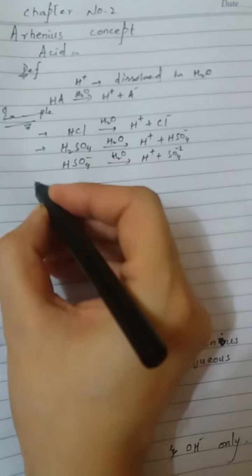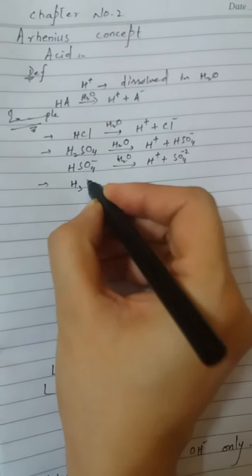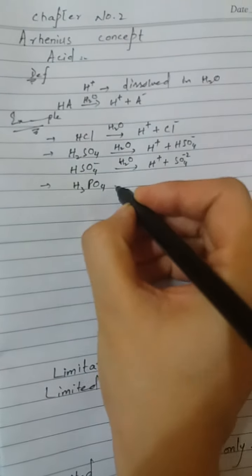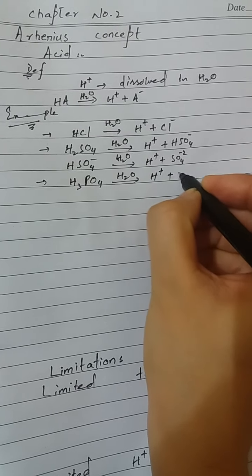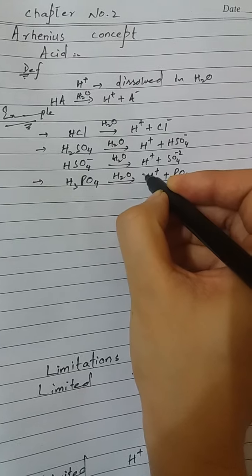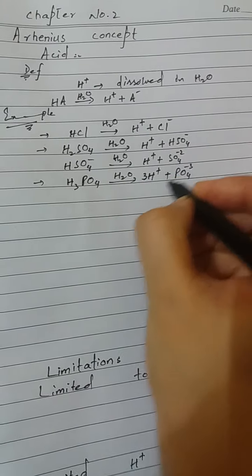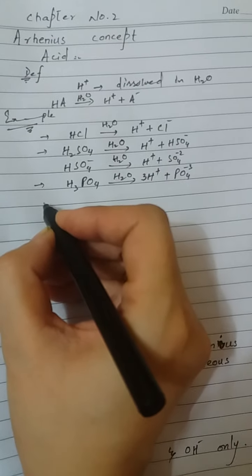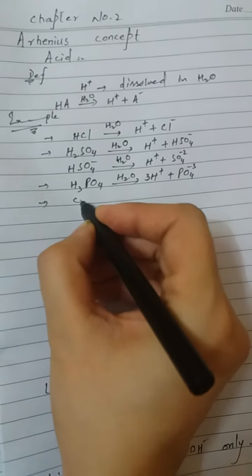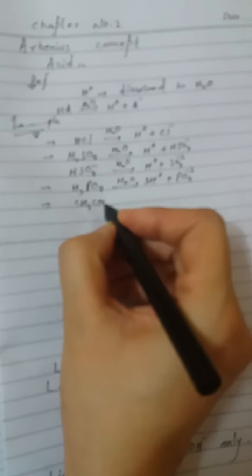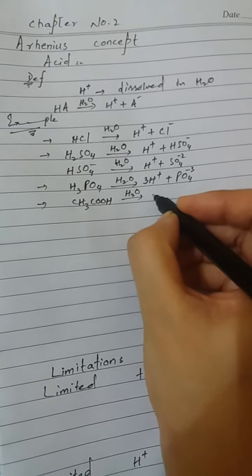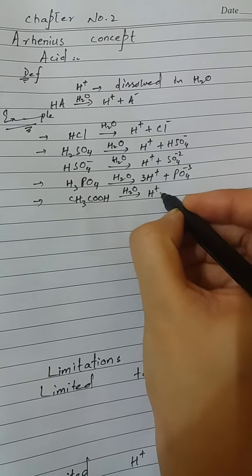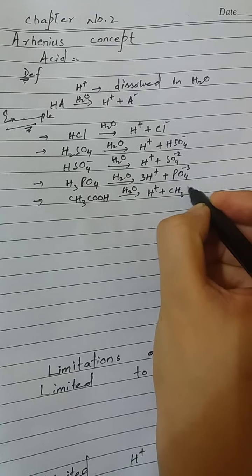Similarly, another example is H3PO4, phosphoric acid. When it is dissolved in water, it produces hydrogen ion and phosphate ion. So it produces 3 hydrogen ions here. Similarly, acetic acid CH3COOH, when it is dissolved in water, produces hydrogen ion and acetate ion.